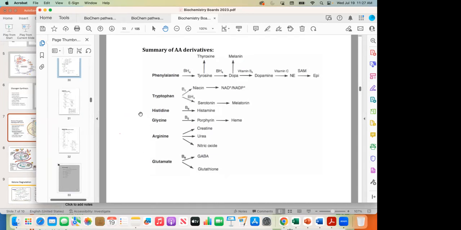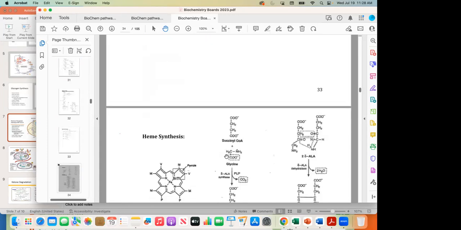So this is your summary slide. I would focus on this as your high yield page. It talks about your amino acid derivative and then the products it can go to, and then some of the important cofactors that you might need. So B6 you can see is used in a lot of them, and you can also see vitamin C here. And then some of these byproducts like tyrosine to thyroxine, our thyroid hormone connection, dopa to melanin, our skin pigmentation connection, et cetera. So this is what I would focus on for this component versus the actual metabolic biochemical pathway.